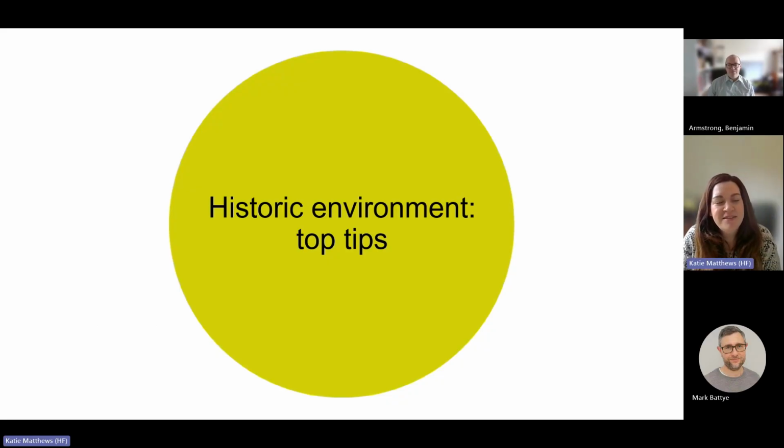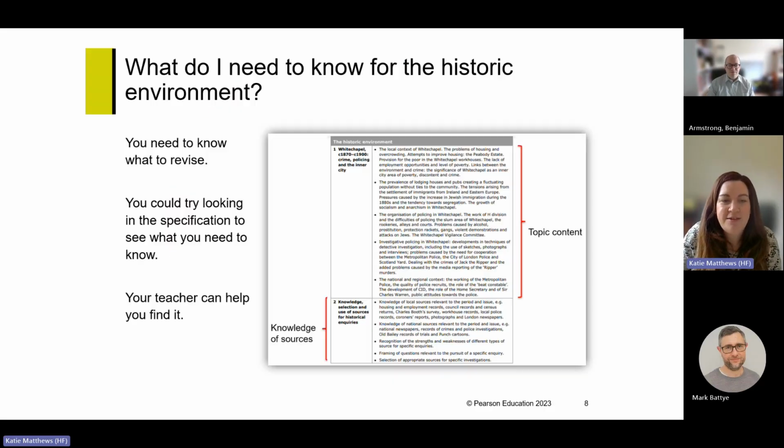Right, let's have a look at some general top tips then for the historic environment. And the first piece that I would give to my students at any time is to make sure they know what they need to do for this historic environment. And number one go-to place is always a document that's called the specification. Now, your teacher should be able to help you locate this, or it is available online through the Pearson website. And what it does is it tells you exactly what you need to revise.